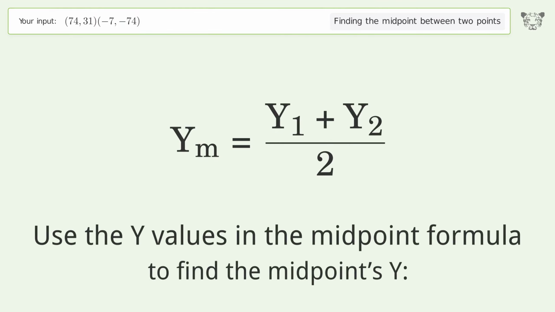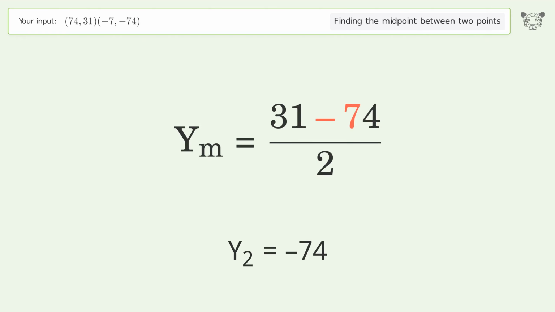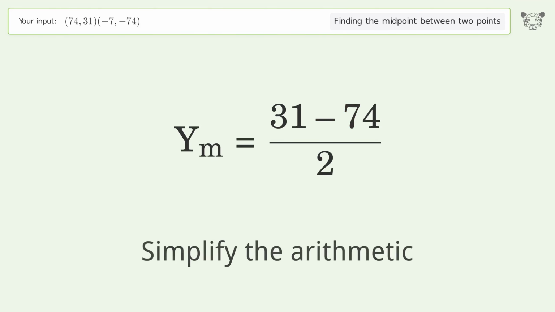Use the y values in the midpoint formula to find the midpoint's y. y1 equals 31. y2 equals negative 74. Simplify the arithmetic.